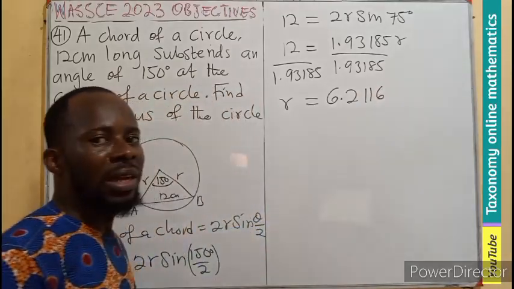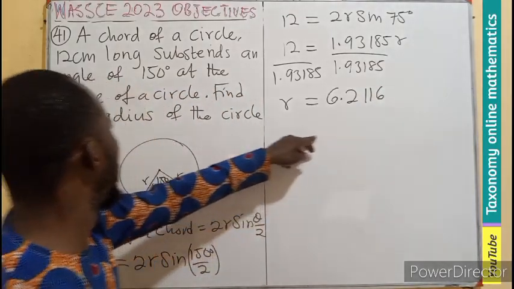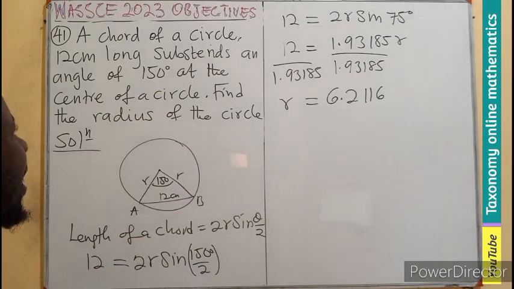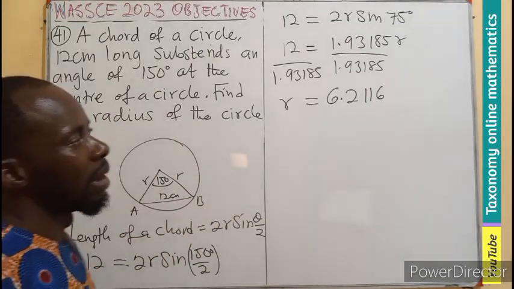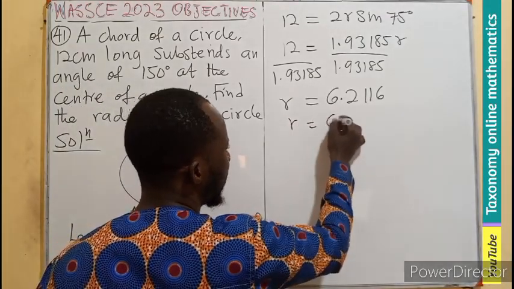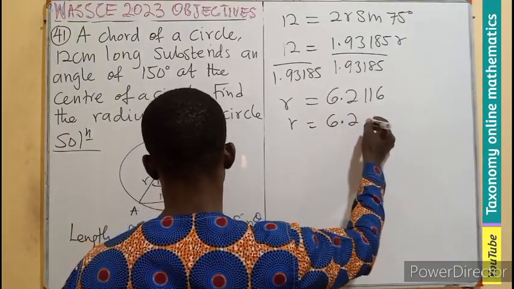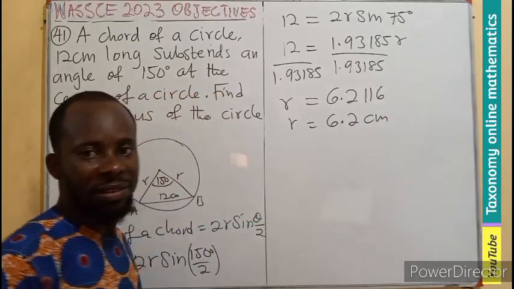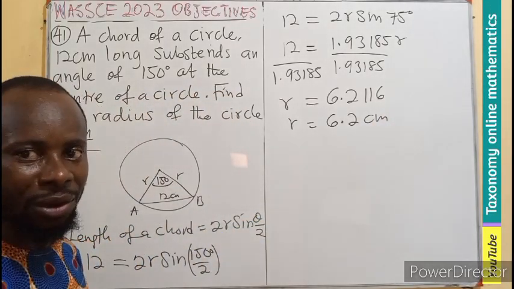So R is going to be 6.2116. Now, we are going to leave the answer in 1 decimal place, because the question demands 1 decimal place. So the radius is going to be 6.2 centimeters. So that's one way by which we can get the radius.